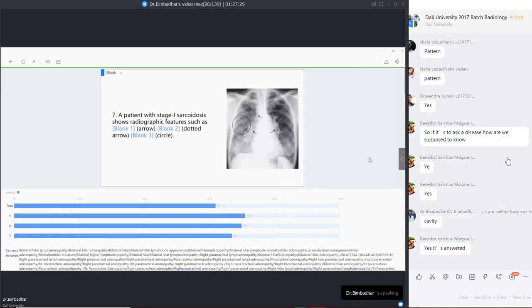Okay, this one is very, very simple. This patient is actually showing stage 2 sarcoidosis. A known patient with stage 1 sarcoidosis actually has to show bilateral hilar lymphadenopathy with right paratracheal lymphadenopathy, with bilateral reticulonodular pattern. Simple. That is a characteristic feature of classical stage 2 sarcoidosis. You have to learn it by heart, there is no other way. Most of the people also got this answer correct.